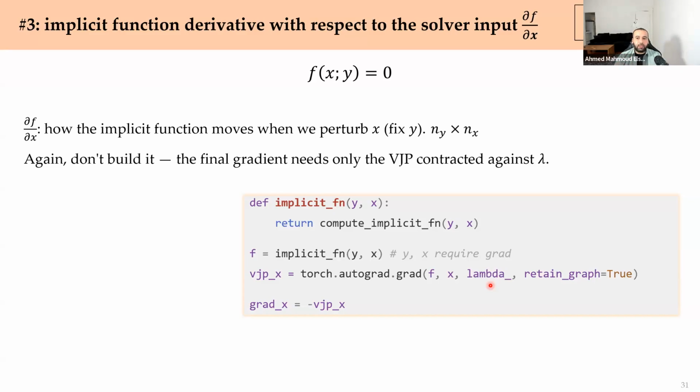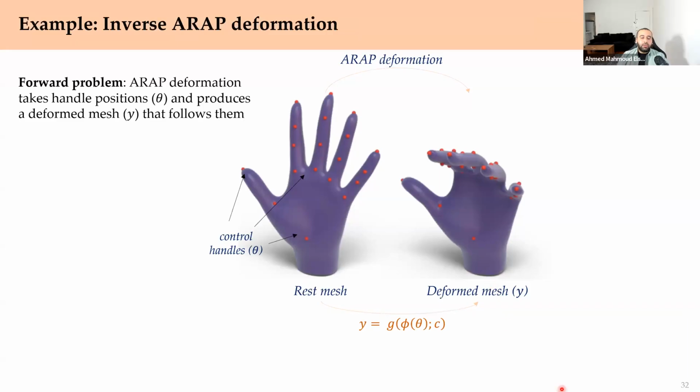We're gonna put all of this in a concrete example, which is the inverse ARAP that Anna talked about earlier in this talk. So in the forward problem of the ARAP application, the ARAP basically takes the handle position and produces a deformed mesh, where the solver figures out where every other vertex should go in order for the shape to bend naturally. And here C is basically all the constants that the solver needs.